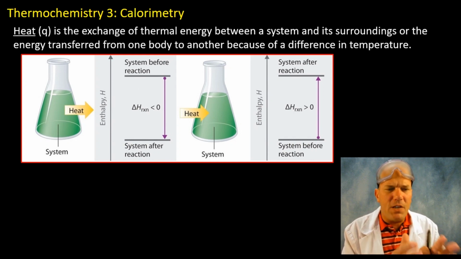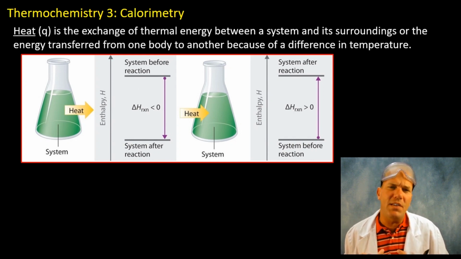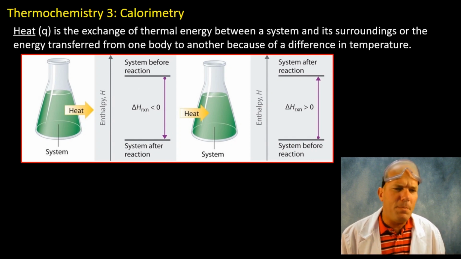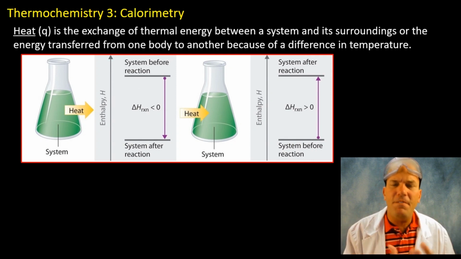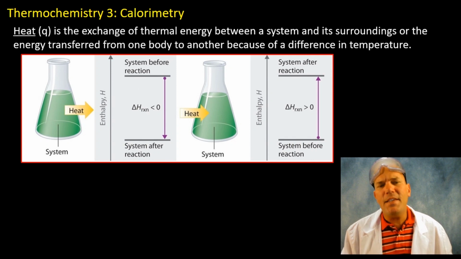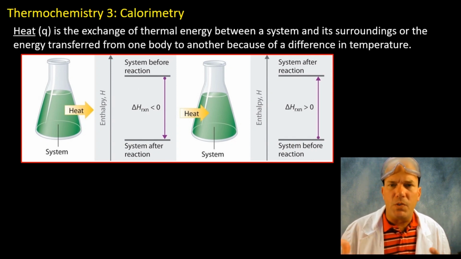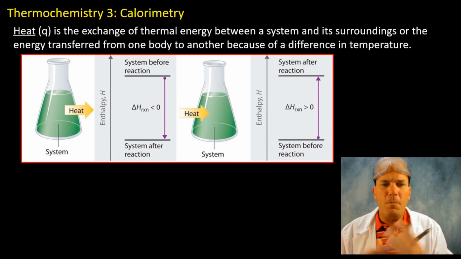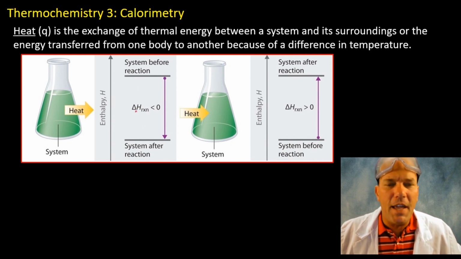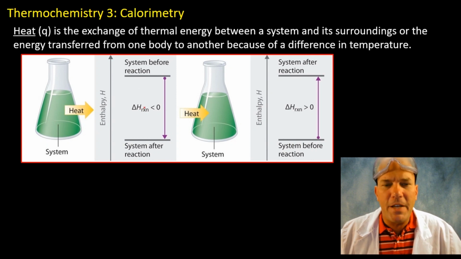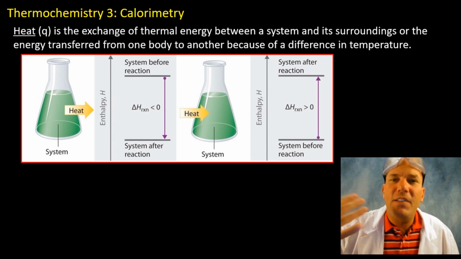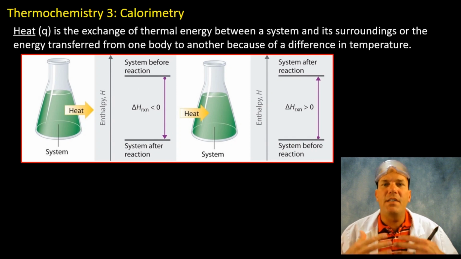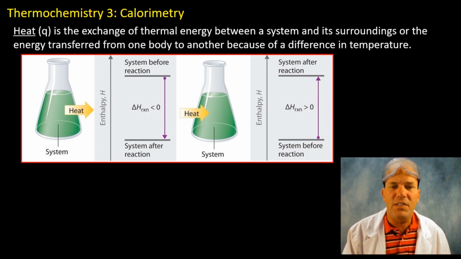So let's get started by looking at this schematic, which is a review of the last couple podcasts. Here we have our system within a flask, and we're showing that heat is given off or produced. When that occurs, we get a delta H, or an enthalpy of reaction, that is less than 0. So we get a negative delta H value, indicative of an exothermic reaction in which heat is given off to the surroundings from the system.